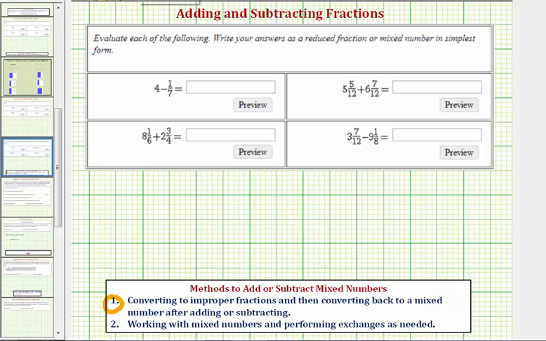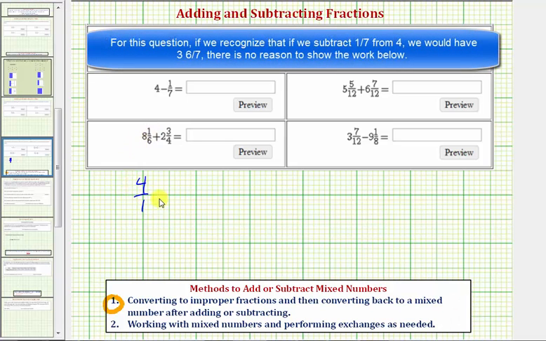So looking at our first example, we actually don't have a mixed number here. We have a whole number minus a fraction. But we'll begin by writing 4 as an improper fraction in the form of 4 over 1. So we'll write 4 over 1 minus 1 over 7. And now we'll subtract these fractions like we normally would. We want to begin by identifying the least common denominator, or at least a common denominator.